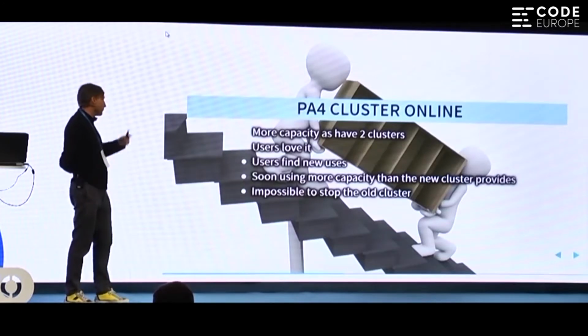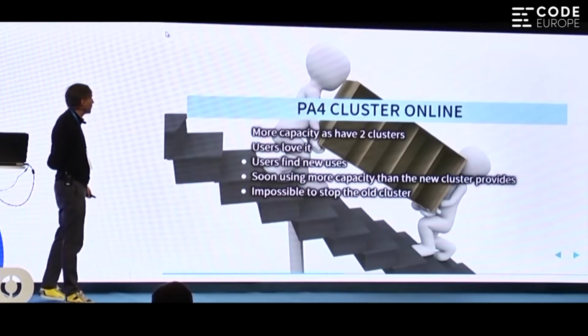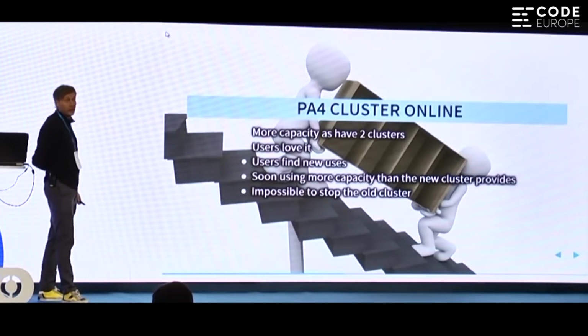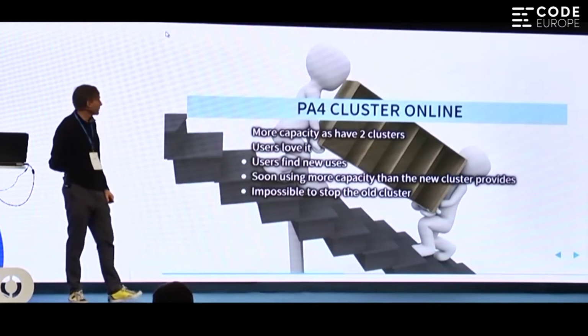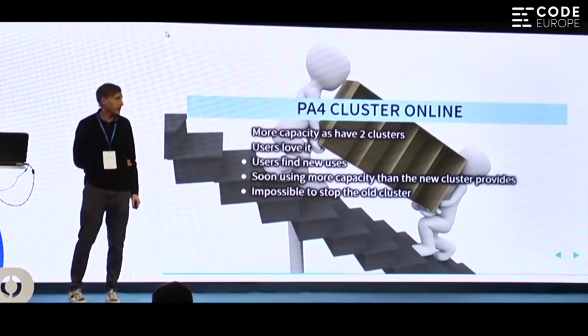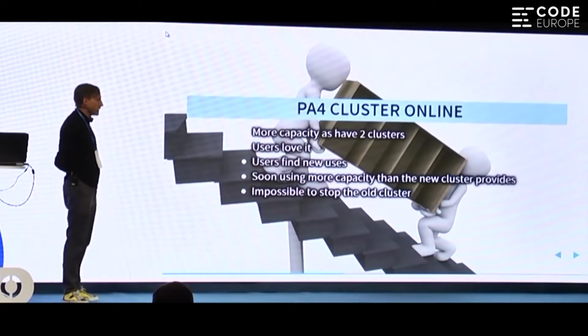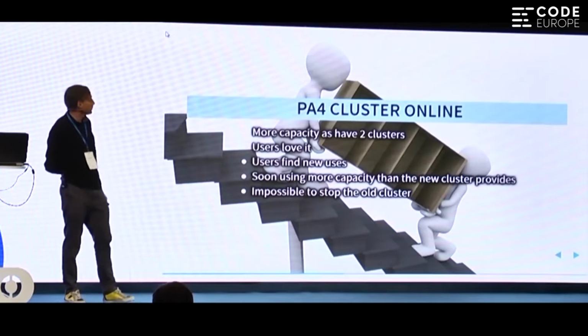Going back in time a bit, before we changed the RAID cards, we had a new cluster which was online. And this was good because we had two clusters. We have the old one, which is still running, and the new one. The users love it because we have huge amounts of resources. So they found new and wonderful things to do with the data. Unfortunately, that meant that they were now using more capacity than the new cluster could provide.